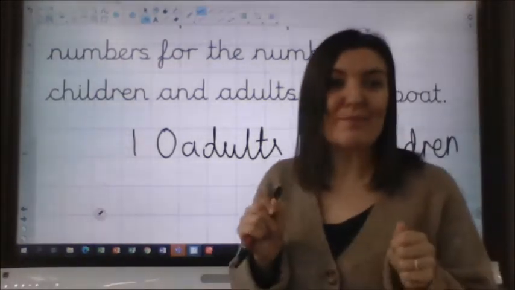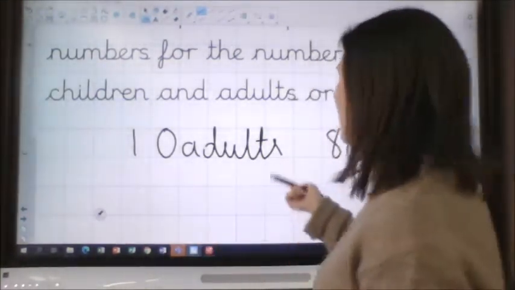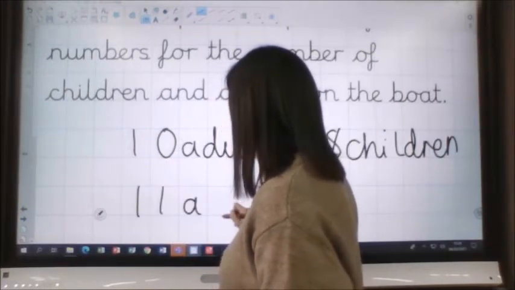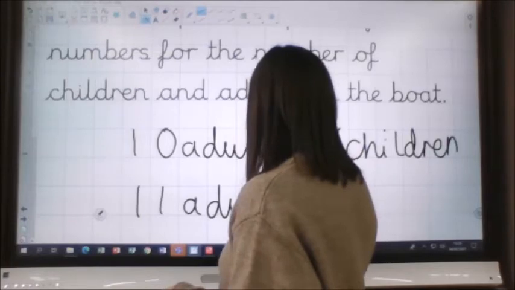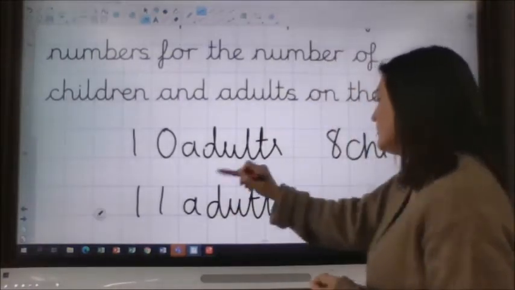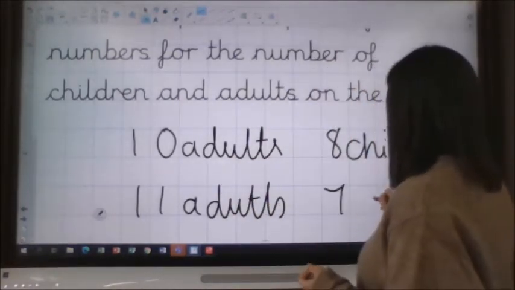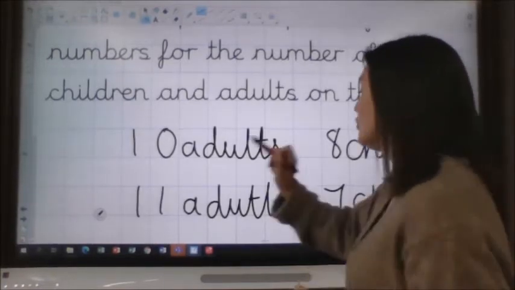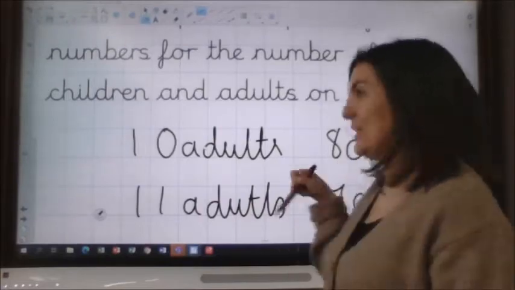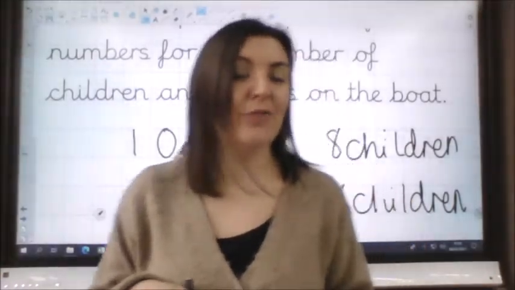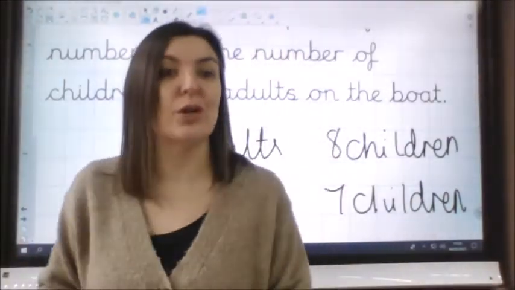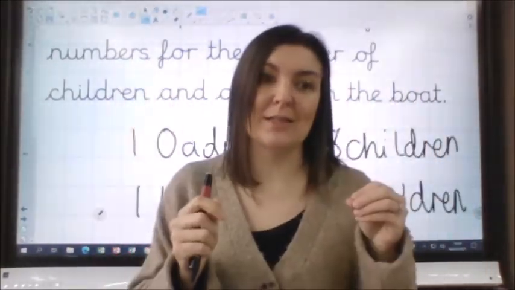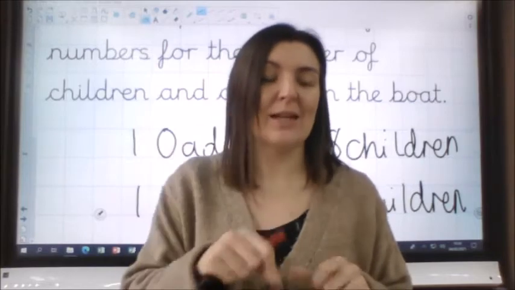Okay, so did you have a go? So if you had 11 adults, then you'd have 7 children. So that one would work. And you could have 12 adults and 6 children. You could have 13 adults and 5 children, as long as there's more adults than children and it adds up to 18. So that will help you with the next one in your book.